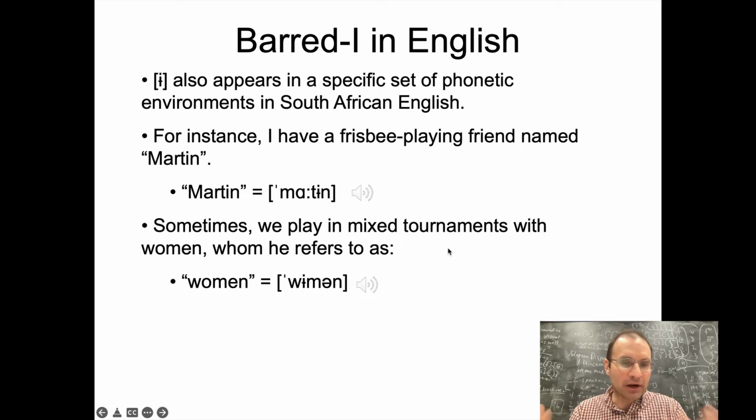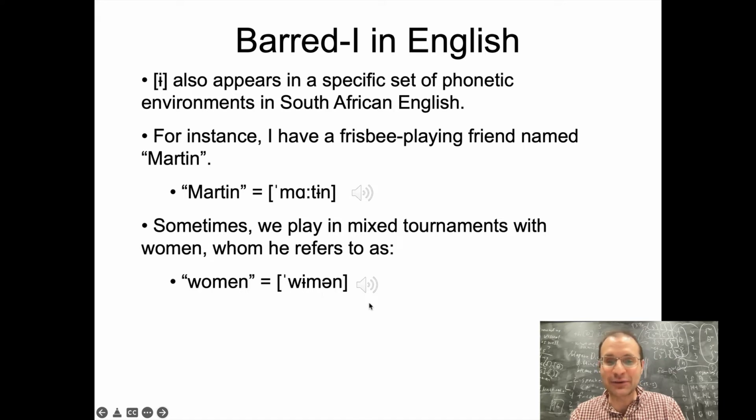Martin and I play ultimate frisbee. He's a good guy. He likes to play any chance he gets. We've played together in mixed tournaments, so men and women together. He doesn't say the word women, though. He says women. Something like that, because this I becomes more of a barred I for Martin as a South African speaker.